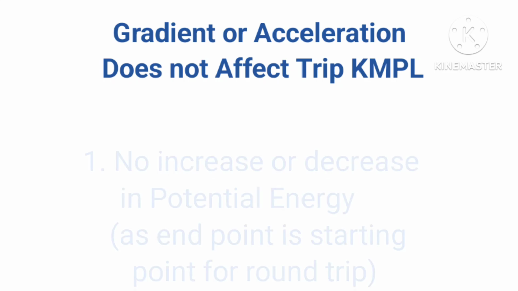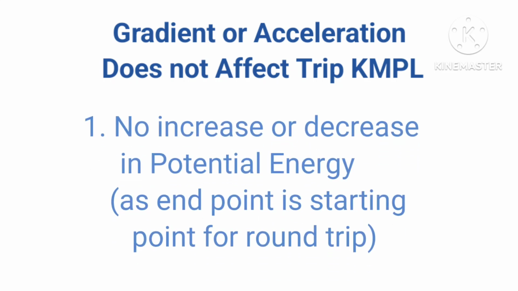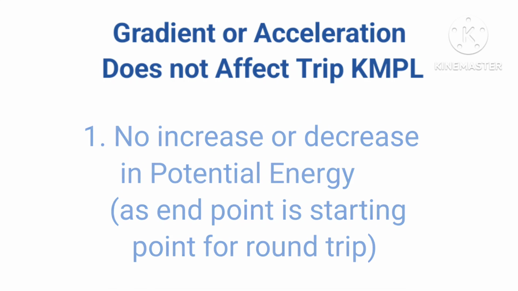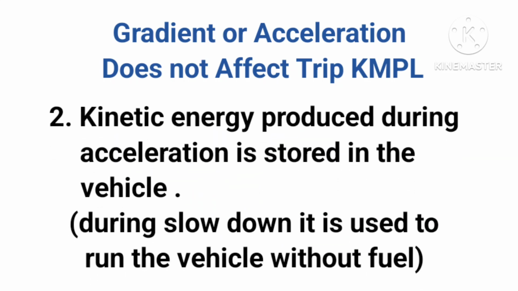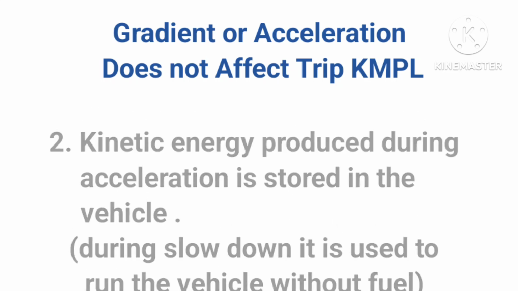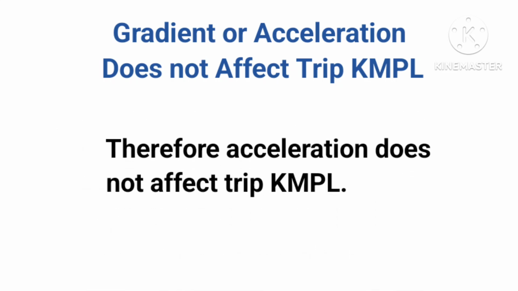Gradient or acceleration does not affect trip KMPL. 1. There is no net increase or decrease in potential energy of the vehicle in round trip as the endpoint is same as starting point in round trip. 2. Kinetic energy produced during acceleration is stored in the vehicle. During slowdown it is used to run the vehicle without consuming fuel. Therefore acceleration faster or slower does not affect trip KMPL.